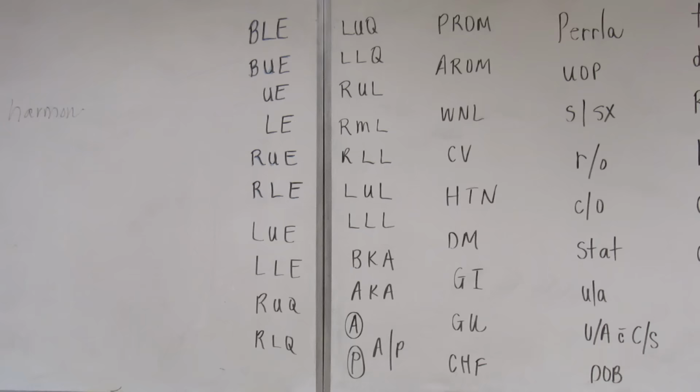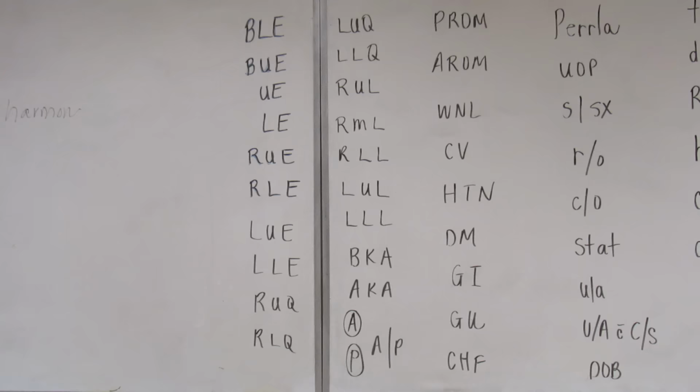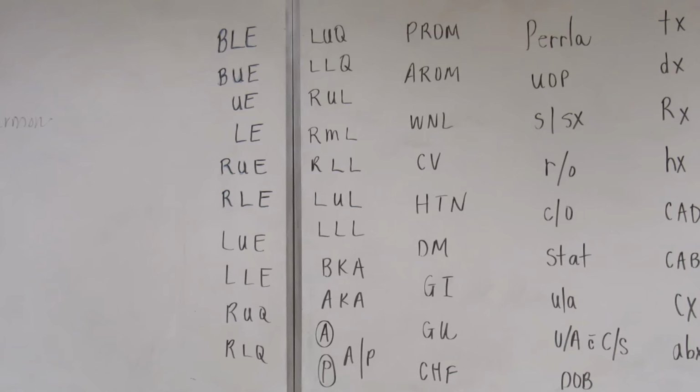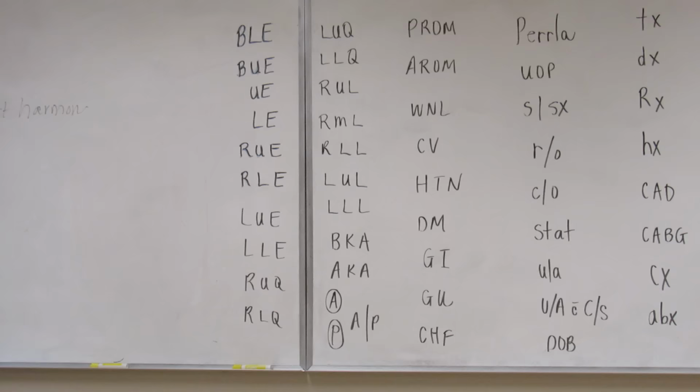Continuing on, the BKA and the AKA go together. That's below the knee amputation and above the knee amputation. The A and P that are circled: the A stands for anterior, the P stands for posterior, and the A/P refers to anterior and posterior both.